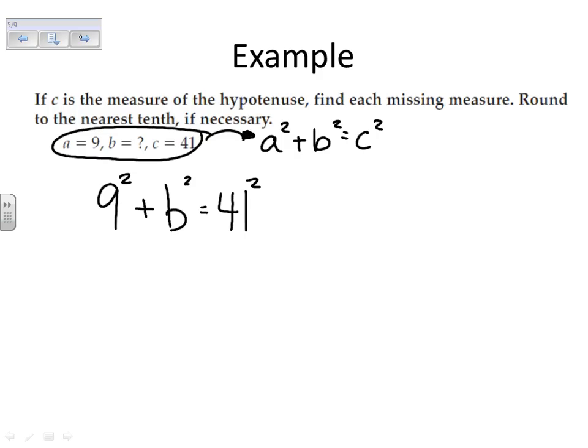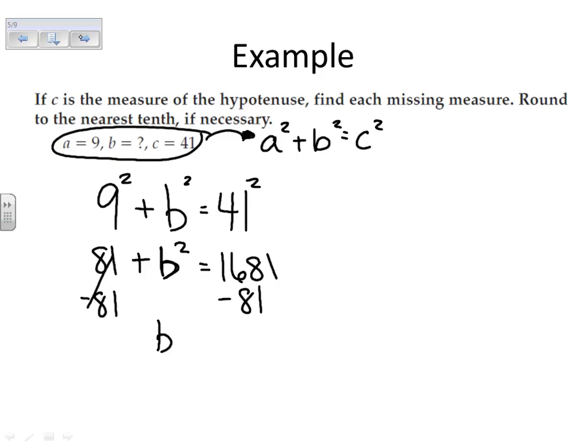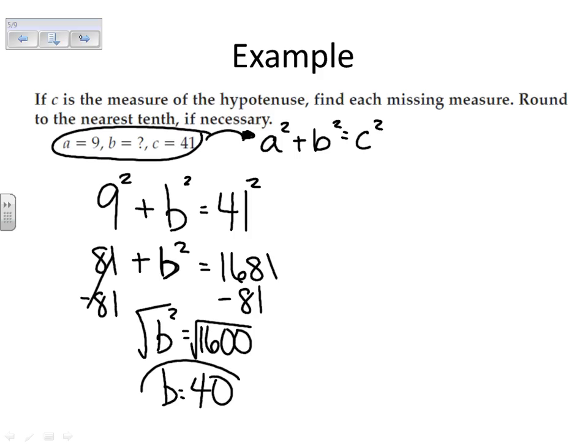Okay, so then we solve. 9 squared is 81 plus B squared equals 41 squared, which is 1,681. And I'm going to try and solve for this B squared here. So I'm going to subtract 81 from both sides, and I have B squared equals 1,600. I take the square root to eliminate that square, and B equals 40.